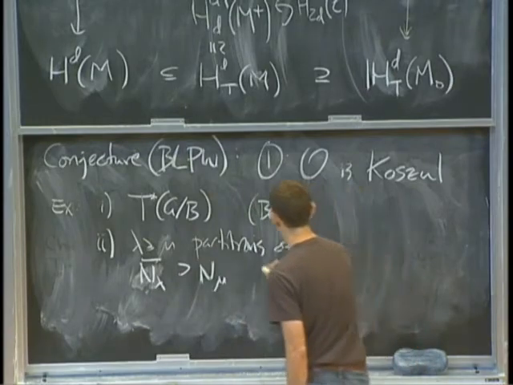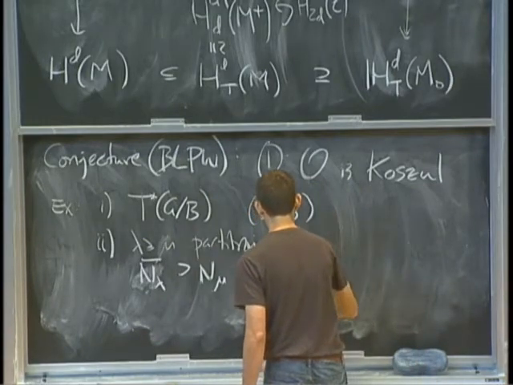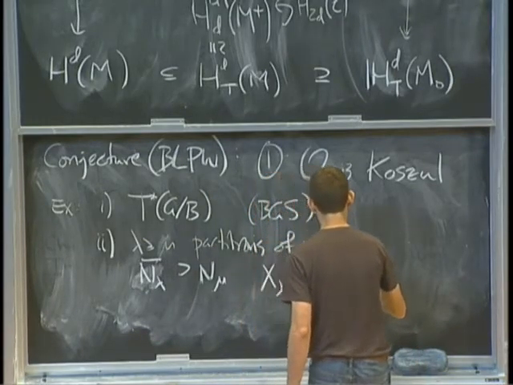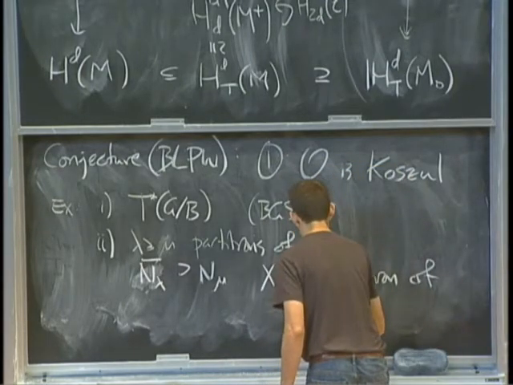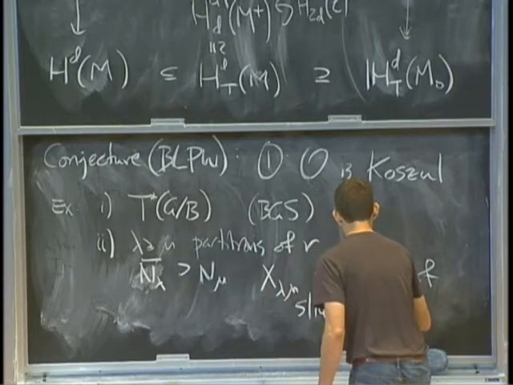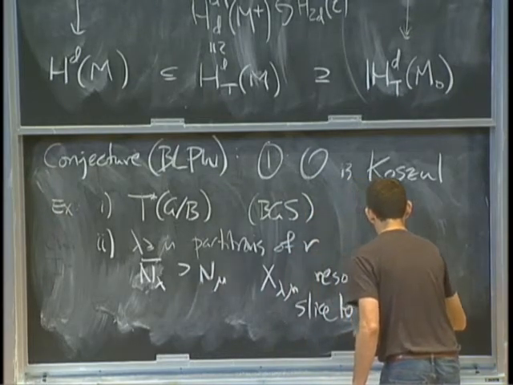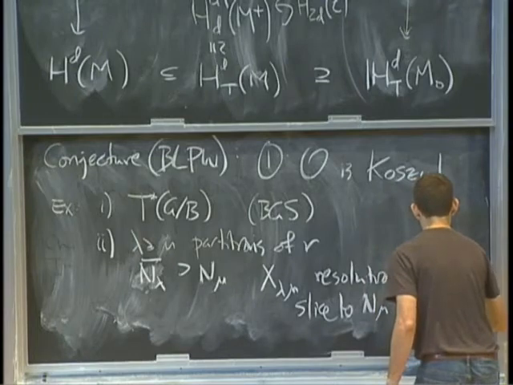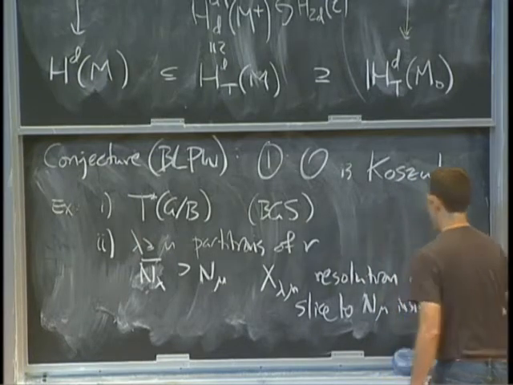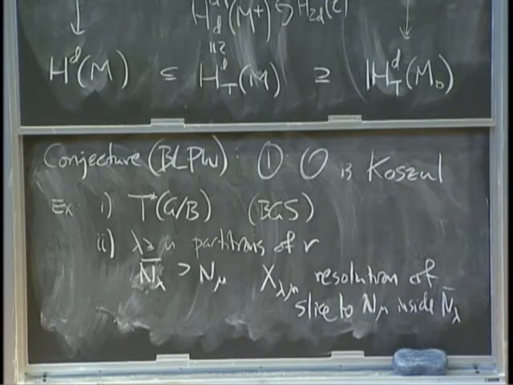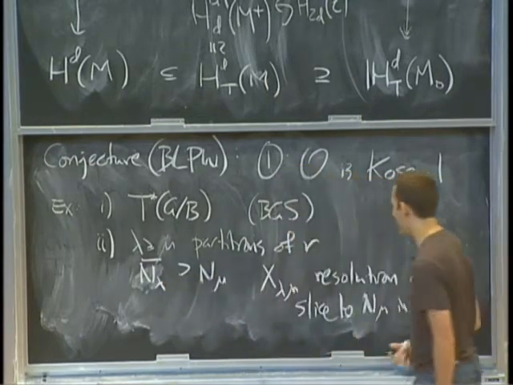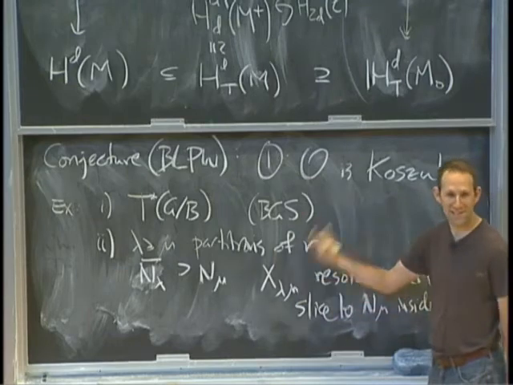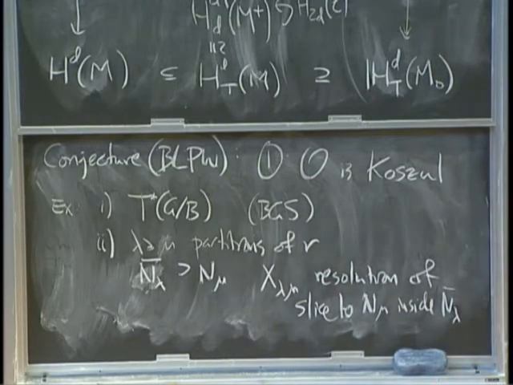And I want to define X_lambda,mu to be a resolution of a slice to N_mu inside N_lambda bar. So these slices are called Slodowy slices. It sort of measures the normal direction to N_mu inside of N_lambda bar. And it turns out these things have resolutions, and they're symplectic. So this is my symplectic resolution.